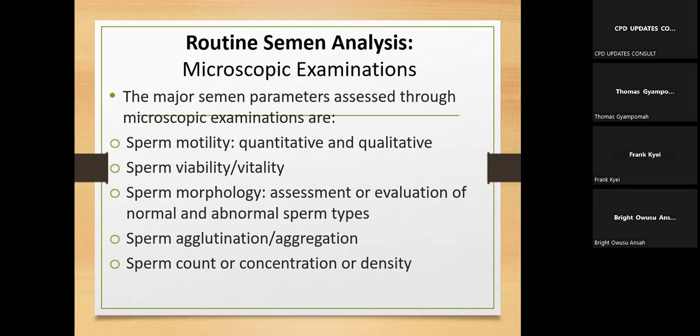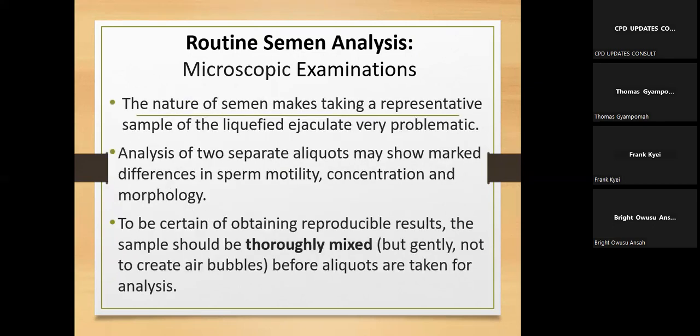That was where you were talking about physical examinations or macroscopic examinations. In the ones that you're talking about now, you can't do without a microscope, and therefore they are classified as microscopic examinations. All right. So the nature of semen makes taking a representative sample problematic.